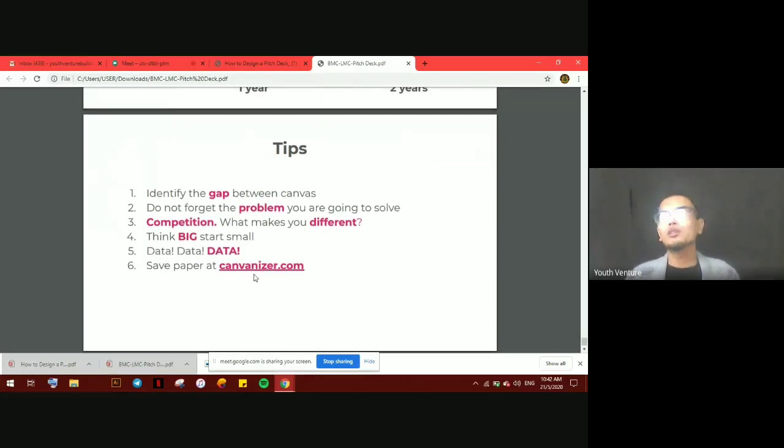So the tip is, you need to identify the gaps within your canvas. Please do not forget the problem that you are going to solve. Competition is the thing that makes you different. You need to be ahead of the competition. You need to really focus on your value proposition. Data: we need you to get primary sources of data. Think big and start small. And if you want to do your BMC, go to canvanizer.com.